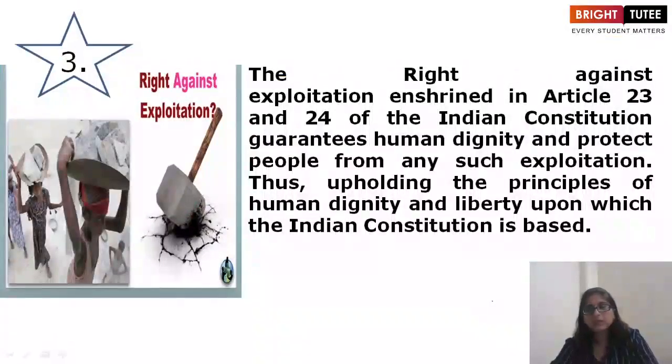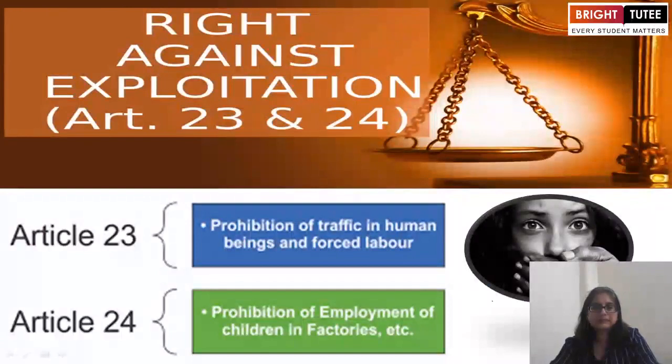The right against exploitation. In medieval India, zamindars, kings, and nawabs, and people belonging to higher classes, the rich class, the upper class, took forced labor from the people belonging to lower classes, and gave nothing in return for their private services. And another closely related form of exploitation was buying and selling of human beings and using them as slaves.